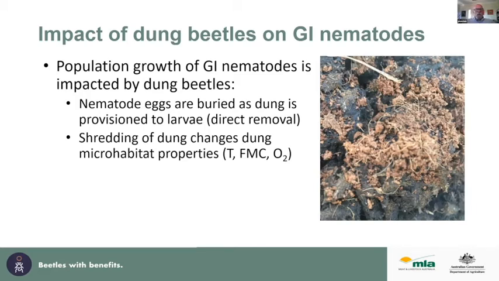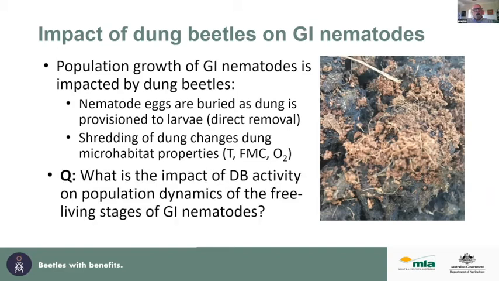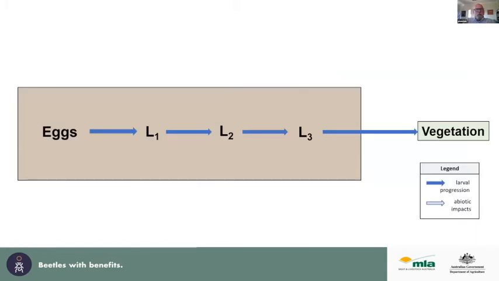And that's why a modeling approach was taken, to see how these parameters would be affected by dung beetles, and then how they would eventually affect the population of L3 nematodes able to reinfect livestock. So the main question to be addressed by this model is, what is the impact of dung beetle activity on the population dynamics of the free living stages of gastrointestinal nematodes?